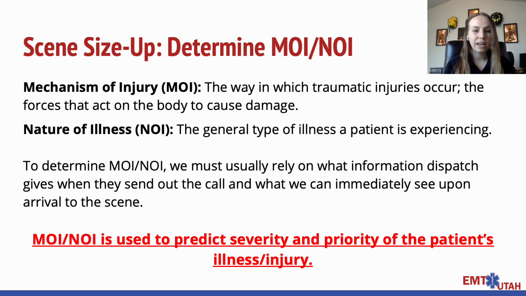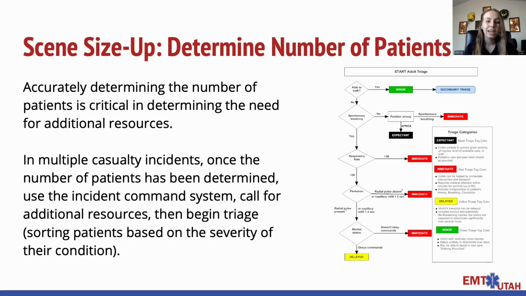This can also help us predict what the severity of injury or illness is going to be and the priority of the patient. In a normal situation, we will only have one patient, but occasionally you will have some kind of mass casualty, some explosion, or chemical or gas leak that would cause there to be multiple patients. So it's important that we determine how many patients we have so that we know how many providers or units we need to bring to the scene in order to manage them.